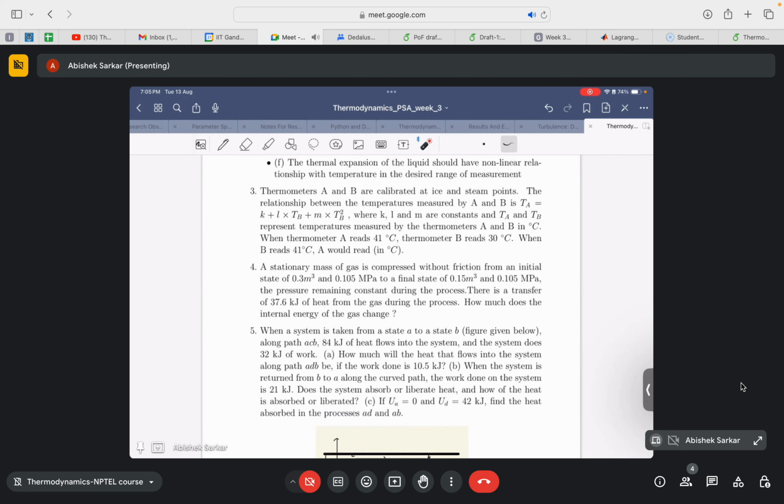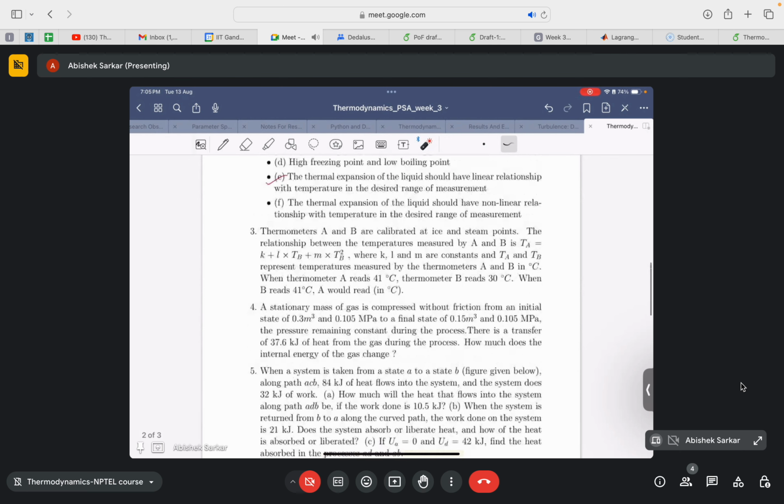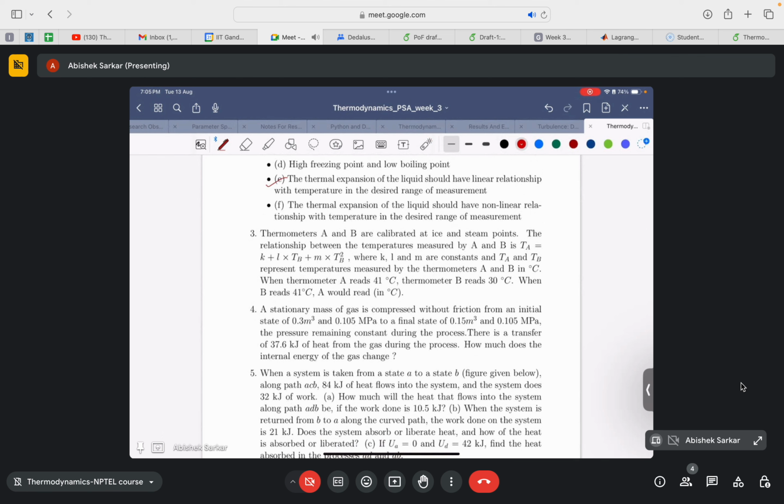So thermometers A and B are calibrated at ice and steam points. Okay. These two terminologies are very important. Calibrated at ice and steam points. The relationship between the temperatures measured by A and B is given by TA is equal to K plus L into TB plus M into TB square. Okay, it's a quadratic relationship. Where K, L and M are constants, and TA and TB represent the temperatures measured by the thermometers A and B in degrees Celsius.